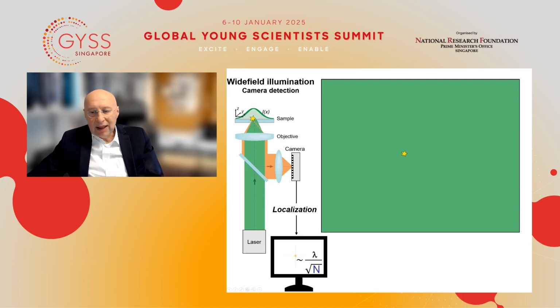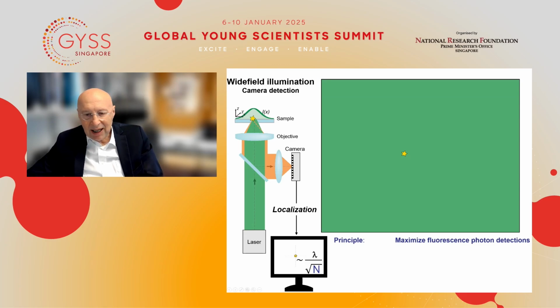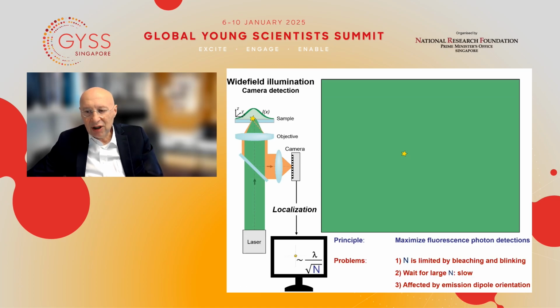Now, this concept has been used for roughly 6 decades in many, many biophysical applications. But since it is based on the maximization of the number of fluorescent photons, the maximization of n, it has problems that come with that maximization. Namely, fluorescent molecules tend to bleach. After a while, bleaching means they do not emit anymore, so they fade. Not only do they bleach, they also blink. They go off for a while, and then they come back.